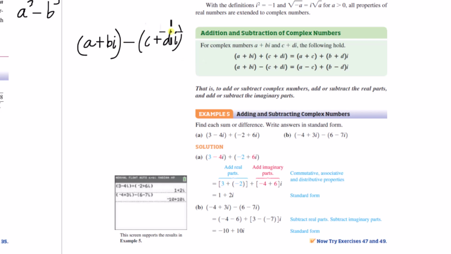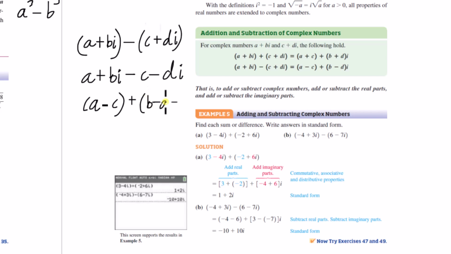So yeah, just distribute the minus like you would normally do. A plus BI minus C minus DI, and now just combine like terms. So you've got A plus C, and then plus, you would have B minus DI, and there you go. You started with two complex numbers, you're subtracting them, and you get this new complex number here. Okay, and so, that's really simple.